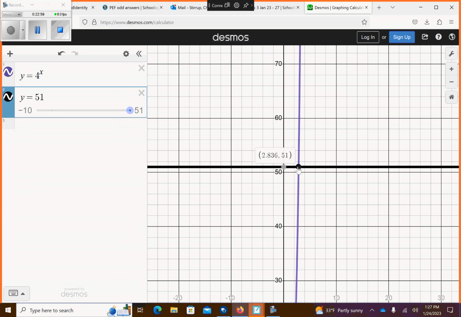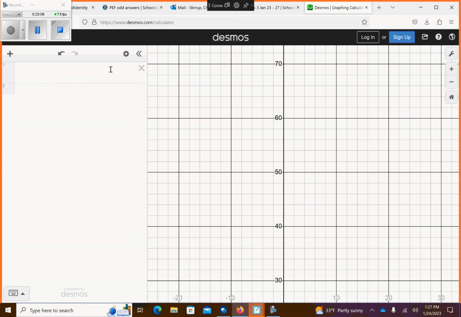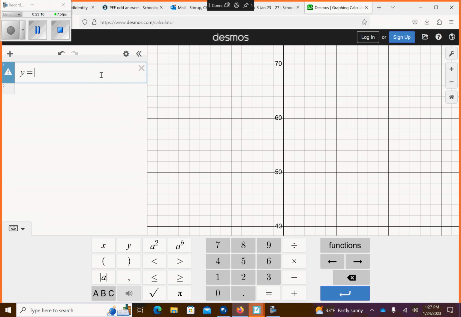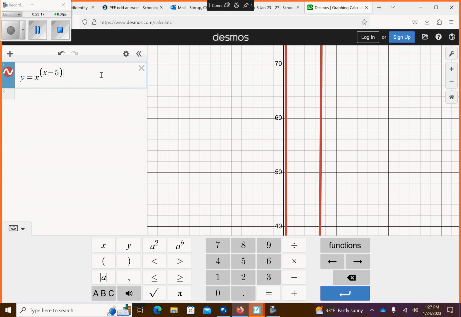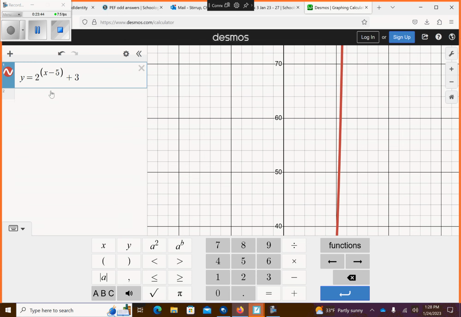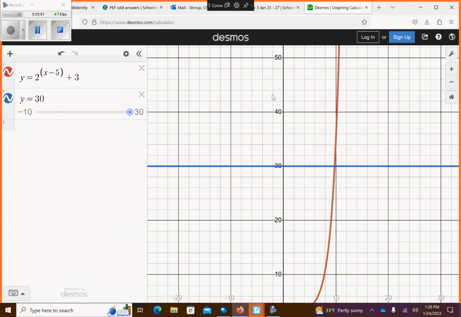16, you got it. And then number 16, I'm going to graph the left side independent of the right side. So the left side is y equals 2 raised to the, and I'd make sure maybe this is in parentheses, x minus 5. And then plus 3. And then y equals 30. And then find where this is at. Looks like it's right there.